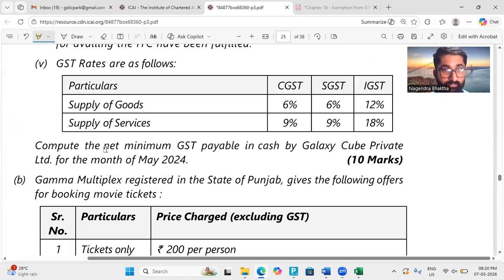Once you read this, the next step that we follow is to go for the last one. Compute the net minimum GST payable. It's not like the previous question paper, the 2024 September question paper. There they asked only OTL and ITC. Here they have asked net minimum GST payable, and they have provided the rates, CGST, SGST also.